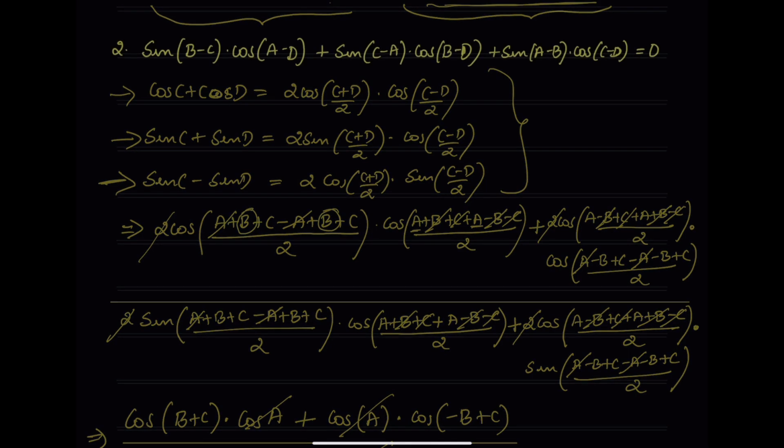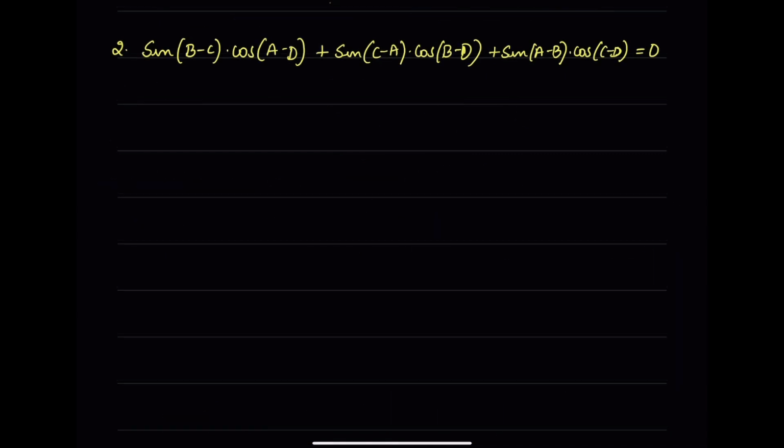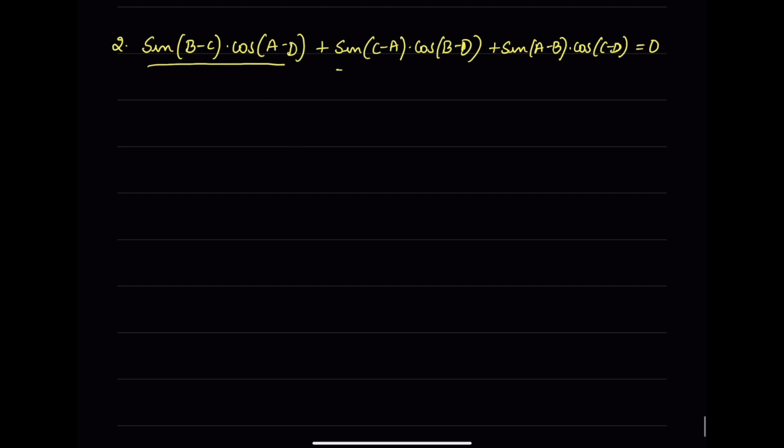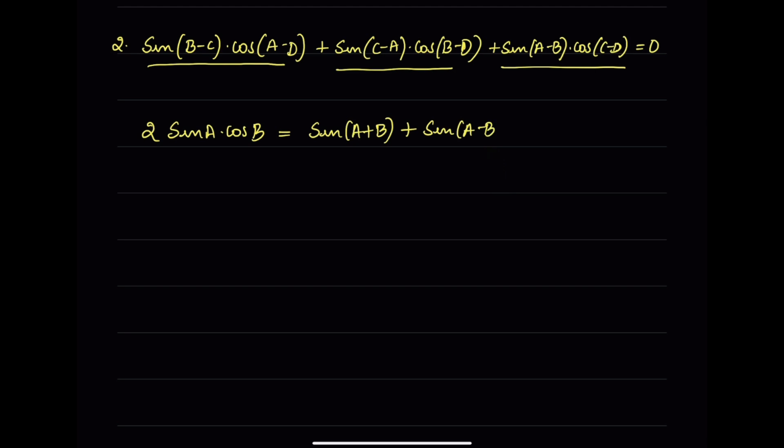Now let's try the second one. In the second question, we have to prove that this equation is equal to 0. Here, if you notice, these groupings are of format sin A cos B, but we have a formula which is 2 sin A cos B, which is sine of A plus B plus sine of A minus B. So let us multiply this entire equation with 2.